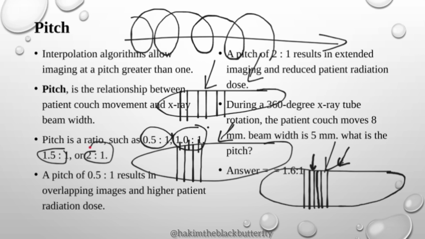So a pitch of less than 1, that is 0.5, results in overlapping images and high patient radiation dose. A pitch of 2 to 1, that is a pitch of 2, results in extended imaging and reduced patient radiation dose. Okay, this is mathematics. You can leave that statement.